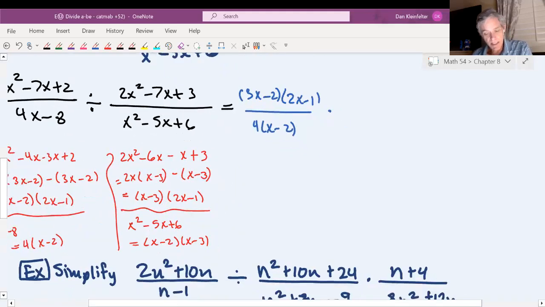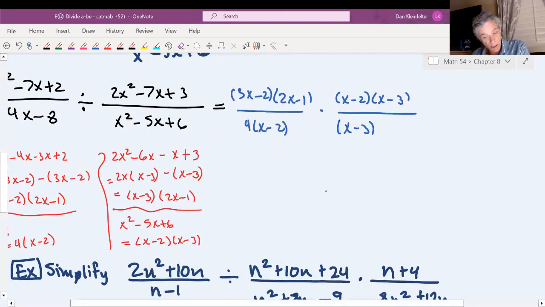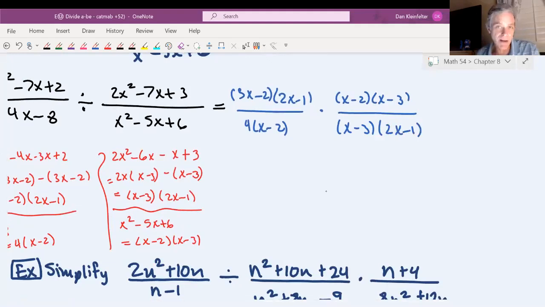Turning division to multiplication, we'll now have the x minus 2, x minus 3 in the top, and then the x minus 3, 2x minus 1 in the bottom. Okay, so there's a fair amount of work on each of these because we had to factor a bunch of stuff. But let's see what we get to divide out now as our reward.